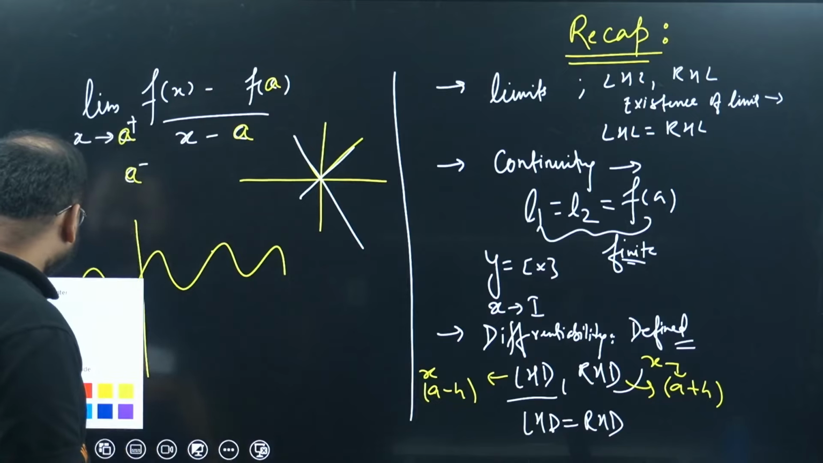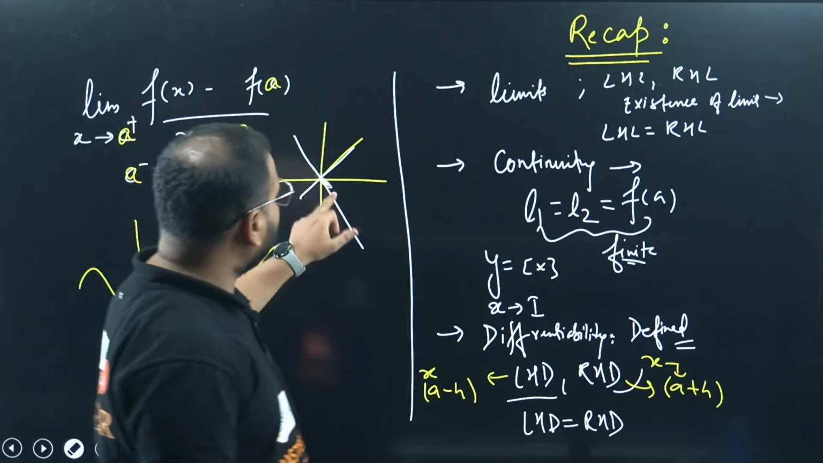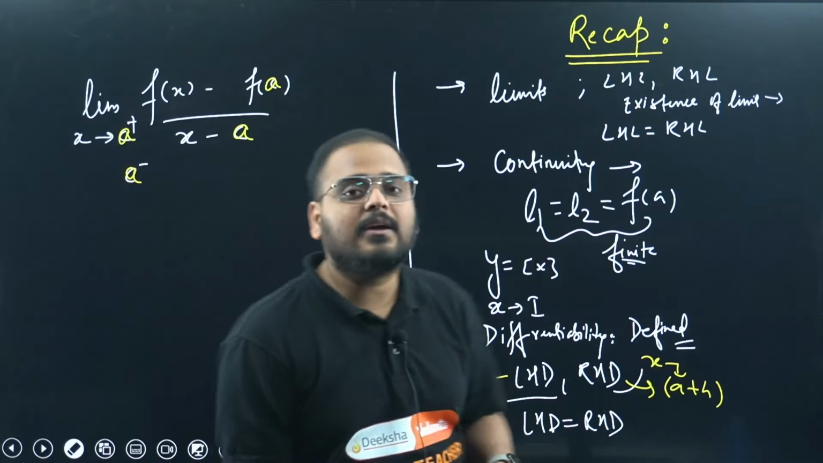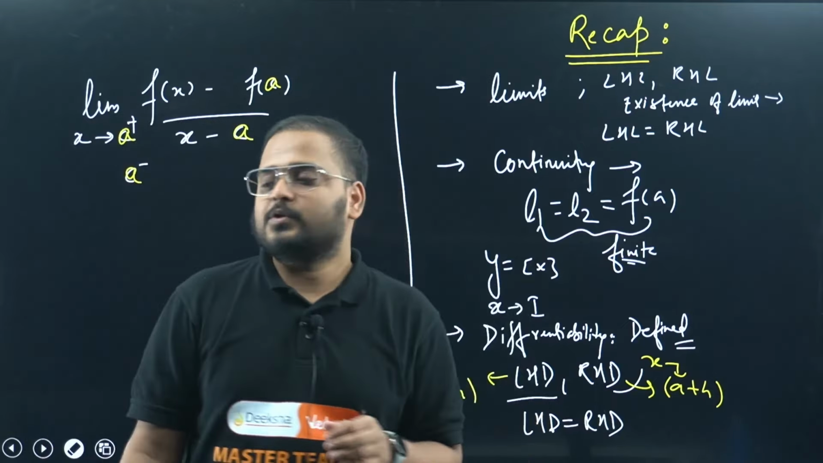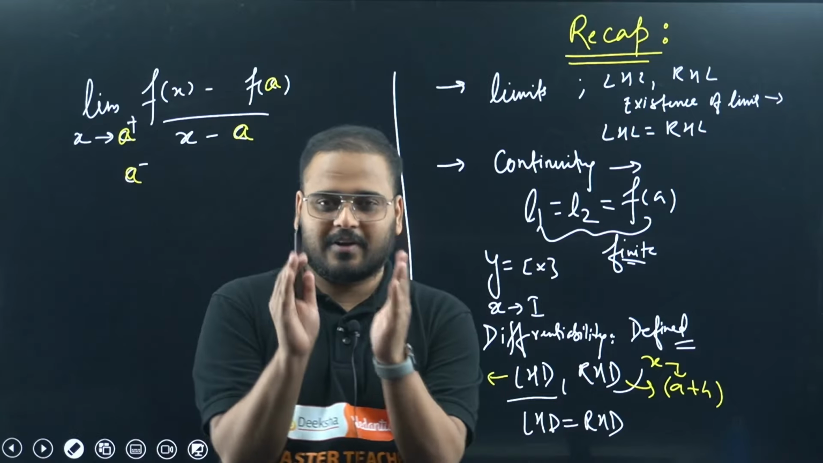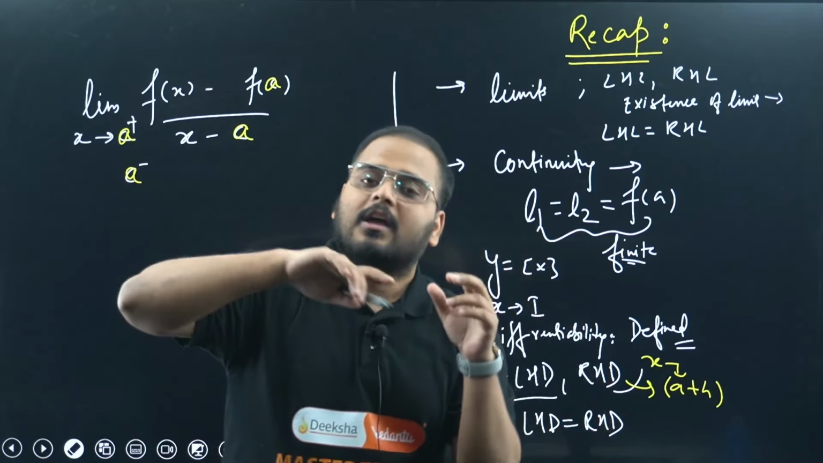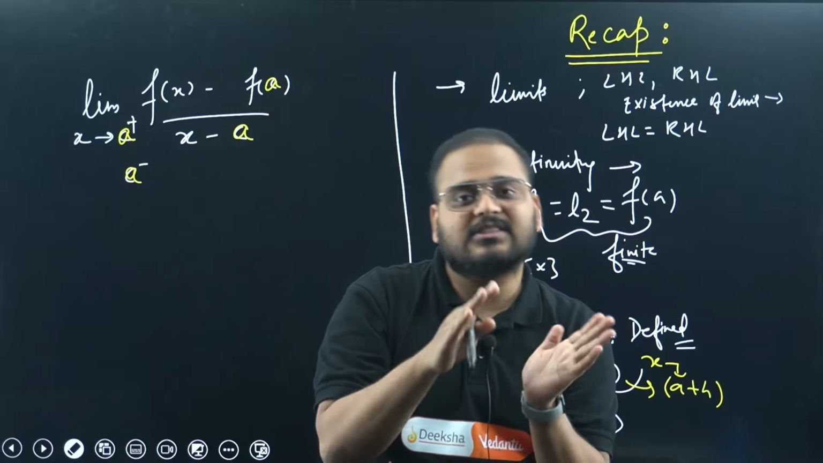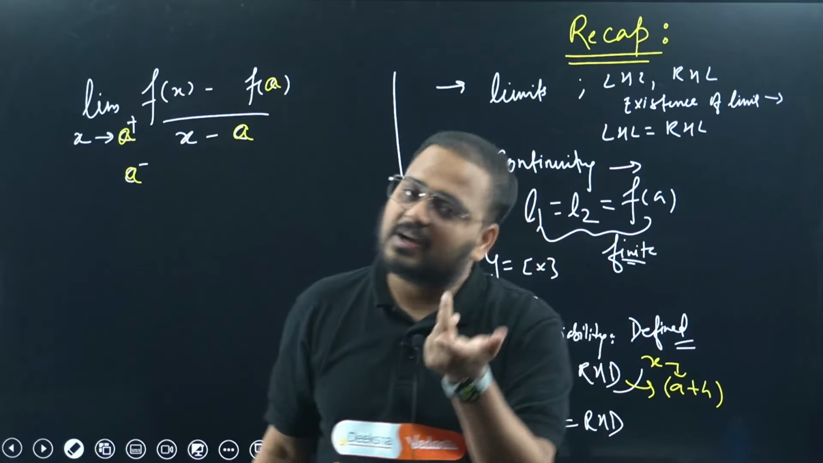So whenever there are sharp corners in the function, in most cases it will be non-differentiable. Just one concept from the graphical point of view: if you can have unique tangents at every point, then the function is differentiable. That's it, the graphical approach that we did.